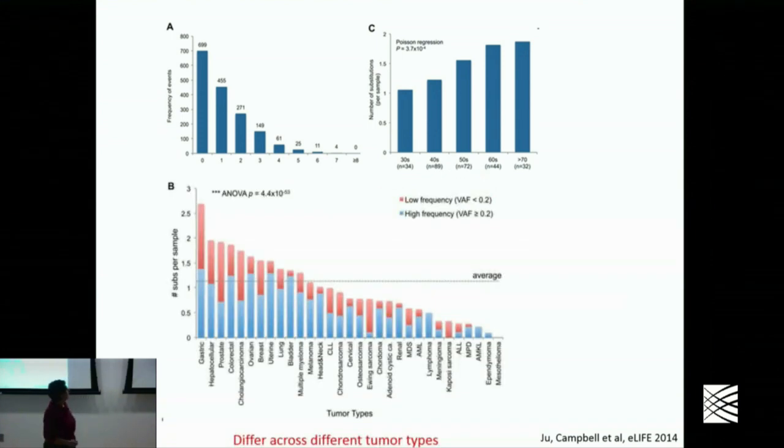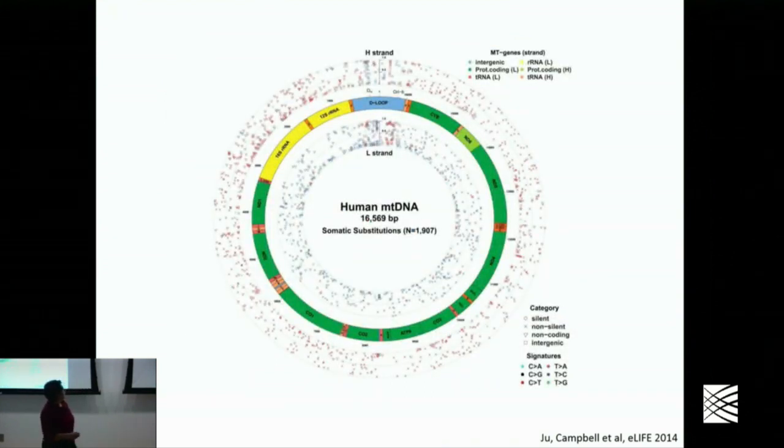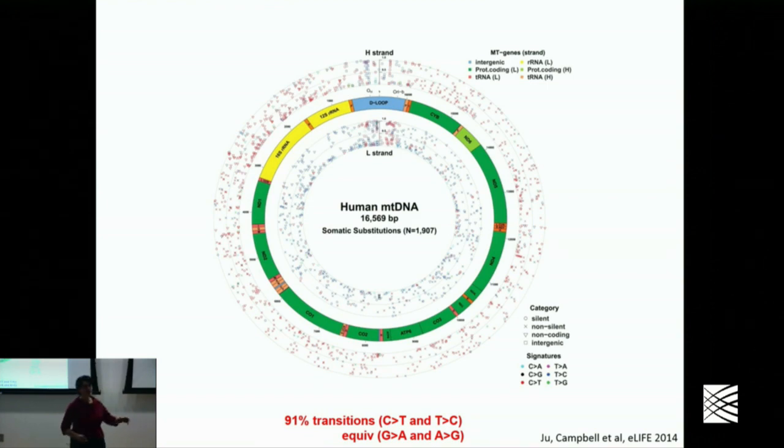This is very typical. And different kinds of cancers had different rates of mutation, also pretty standard. And when you look at where these are in the mitochondrial genome, they cluster in the hypervariable region, shown here. And not surprisingly, like most things, 91% are transitions, going from C to T, or from T to C, or G to A, or A to G. So that's going from purine to purine, or pyrimidine to pyrimidine, not as big a change. So this is very normal.